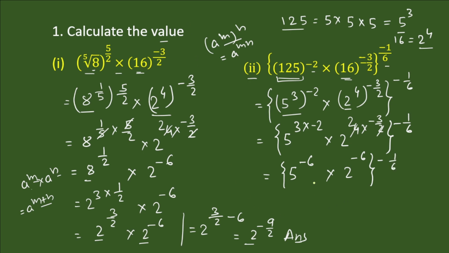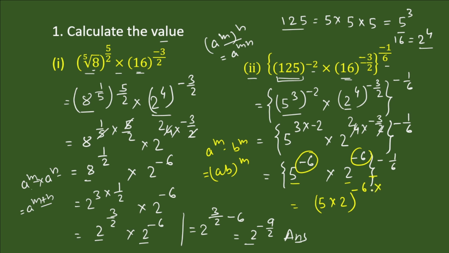Now in the next step, if you look here, we have same power, negative 6 and negative 6, but our base is different. So it is in the form of a powered by m multiplied by b powered by m. Here the power is same but base is different. So we can write it as a multiplied by b and its power is m. Similarly, we can write it as 5 multiplied by 2 and the term's power will be negative 6, and again we have powered by negative 1 by 6.